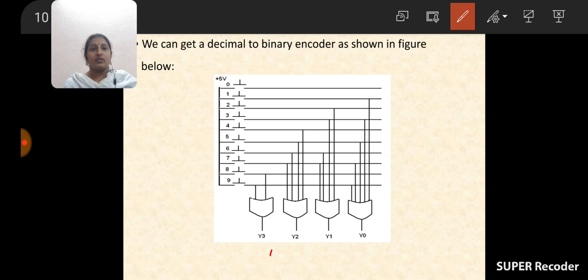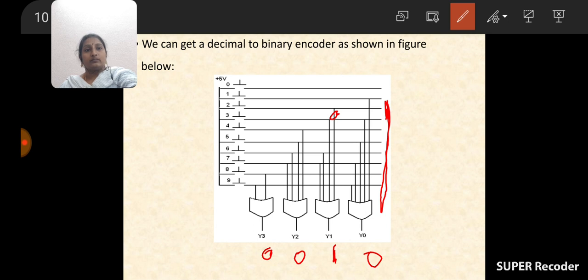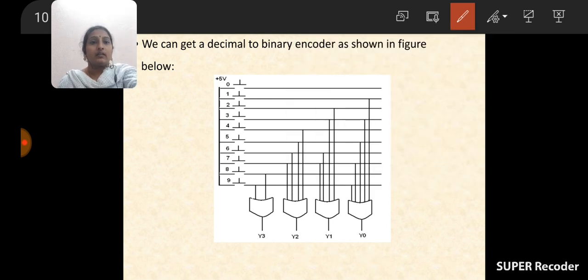And by pressing 0, we are getting what? 0, 0, 0, 0. By pressing 1, what are we getting? All are 0 except Y0, because only this gate is connected here for 1. So Y0 is equal to 1. By pressing 2, only the second gate is connected, so here it is 0, 0, 1, 0. And for number 3, Y1 is connected to 3 and also Y0 is connected to 3. So these are 1, 1 and these are 0, 0.